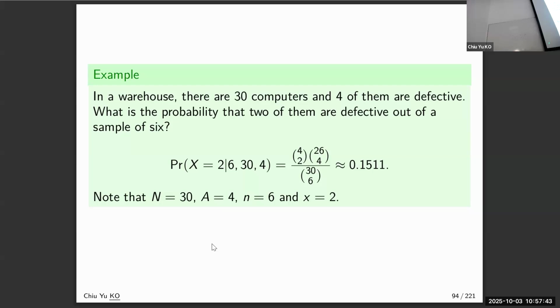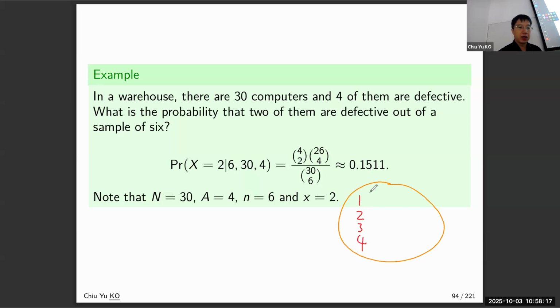But in this case, it would fit very well because you go to audit. There's a warehouse and 4 of them are defective. Then the question is, you're going to take 6 out of them, and how likely is it that 2 of them are bad. Just imagine the following: you have computers number 1, 2, 3, 4, bad computers, and computers 5, 6, up to 30 are good computers.